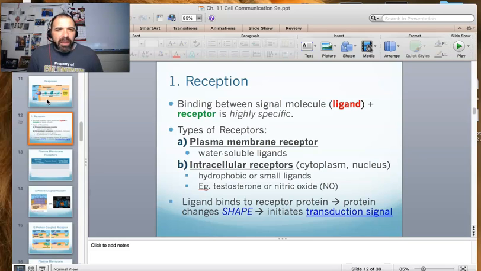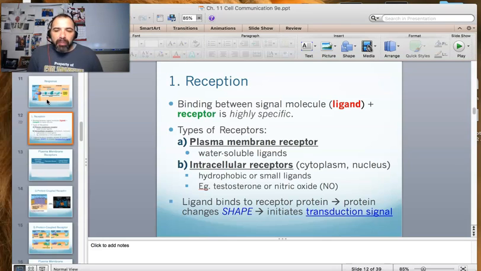So talking about the reception, it's the binding between a signal molecule and a receptor. It's highly specific. Think of lock and key, enzyme and substrate. We talk about receptors: a plasma membrane receptor and an intracellular receptor. Plasma membrane receptors are for water-soluble ligands, which means the receptor is on the plasma membrane, and so there's a charge. Intracellular receptors are for hydrophobic or small ligands, which can pass right through, things like testosterone or nitric oxide.